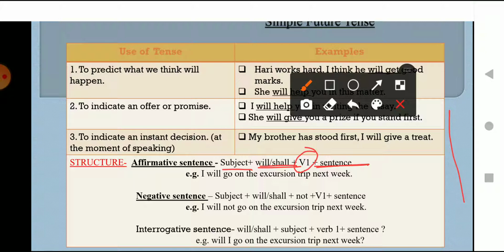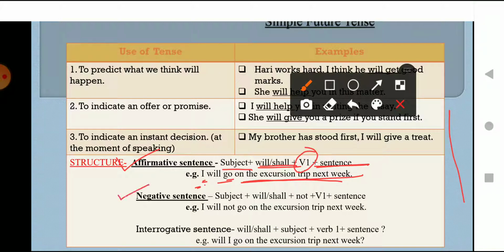So here what is the subject? I is the subject here. With I, a singular noun, we have used will, and then the first form of the verb, and then the remaining part of the sentence. So the sentence is, I will go on the excursion trip next week. For an affirmative sentence, we take subject plus will if the noun we are using is singular. If it is plural, we will use shall, and the first form of the verb and the remaining part of the sentence.